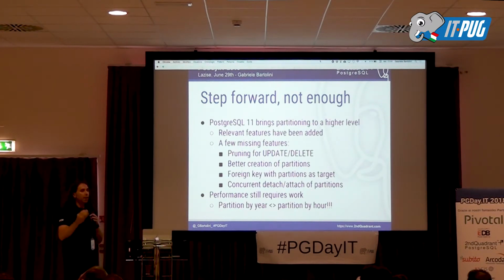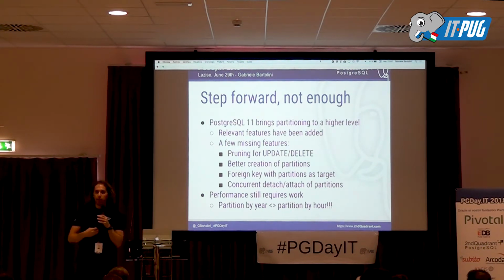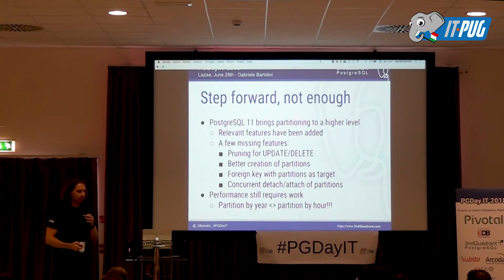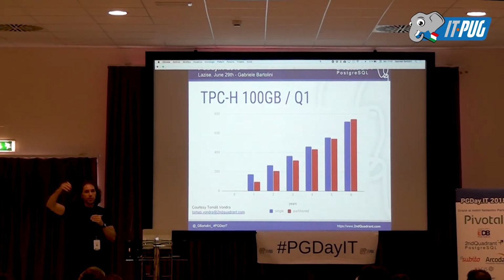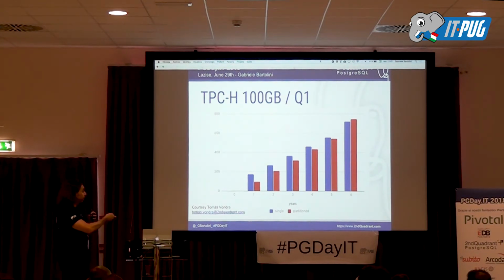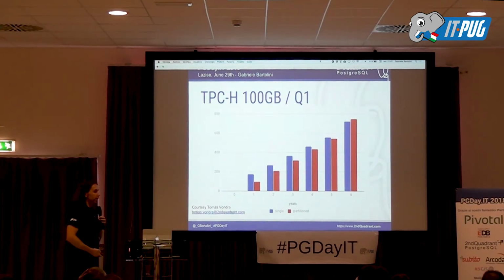And as I was saying, one thing is if you have partitions by year or by month. Another thing is if you have partitions by hour, with 10,000 of partitions. From a performance point of view, there's still a lot of work to do. This is an example by my colleague Tomasz. It shows that if you have 1 year of data, the partitioned model for TPC-H, which is the data warehousing benchmark, query 1, performs better, but as you see, as the number of partitions grows, performance actually gets worse than having one single table.